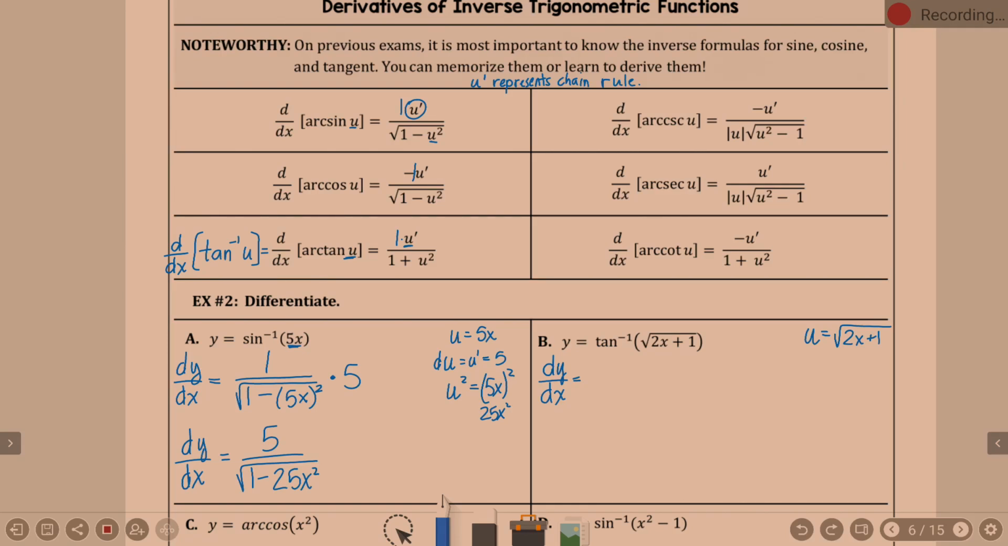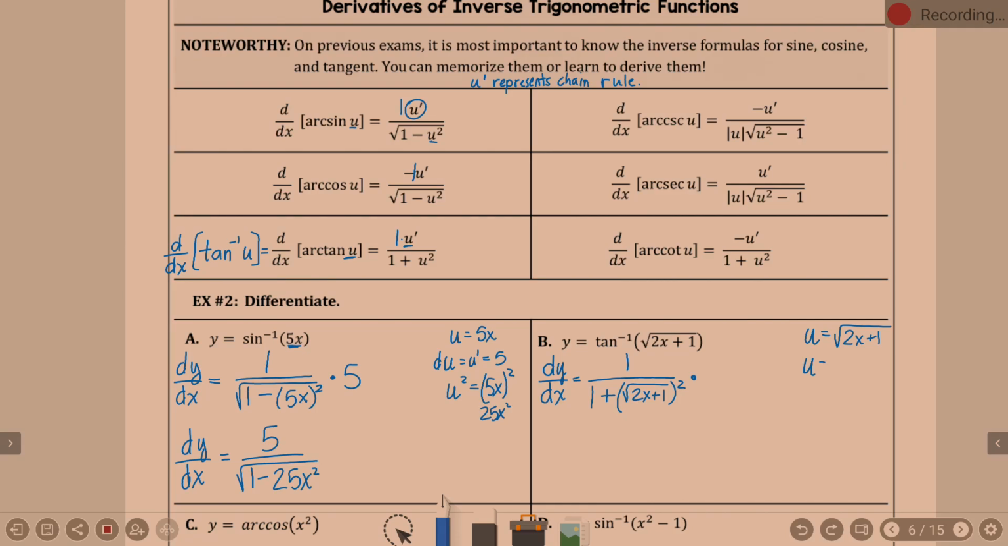Now, what's my rule for tan inverse? It's u prime, which for right now, I'm just going to say 1. We'll do the chain rule here in a moment. Over 1 plus u squared. So what am I going to do? I'm going to do the square root of 2x plus 1 squared. Times. Why am I saying times? Now we've got to do chain rule. I didn't say it was a fun chain rule, did I? No.